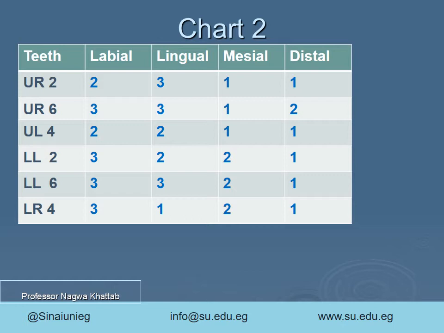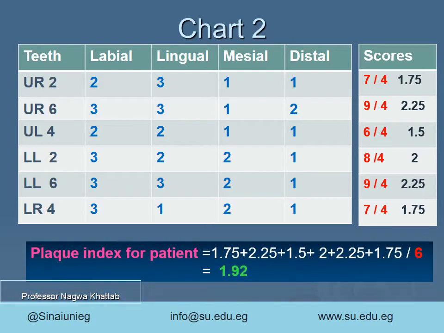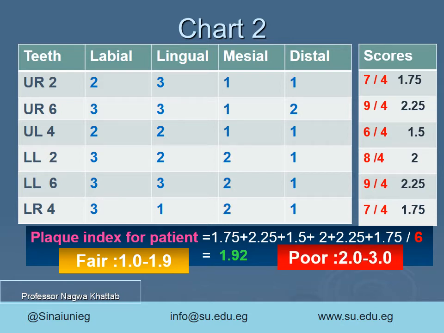Another case, we have all these surfaces with scores 2, 3, 1, and so on. Calculate the score for each tooth, then sum all of the teeth to get the plaque index for the patient: 1.92. Fair ended by 1.9. Poor started with a 2.